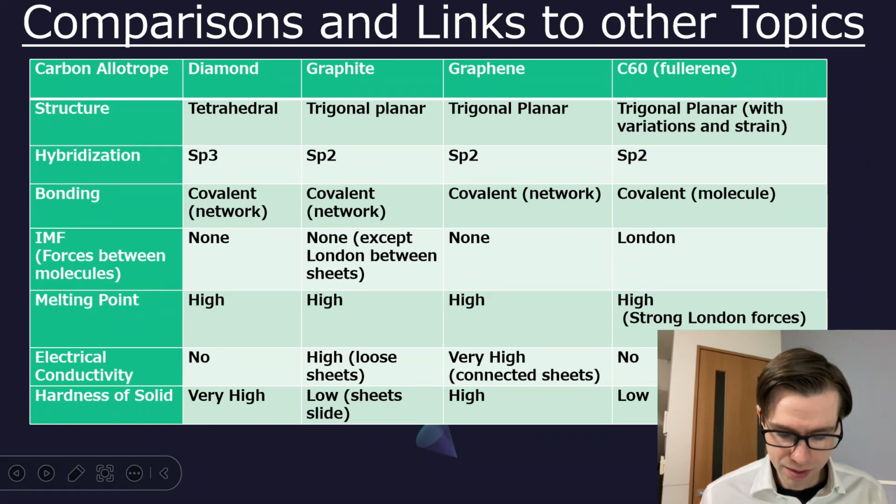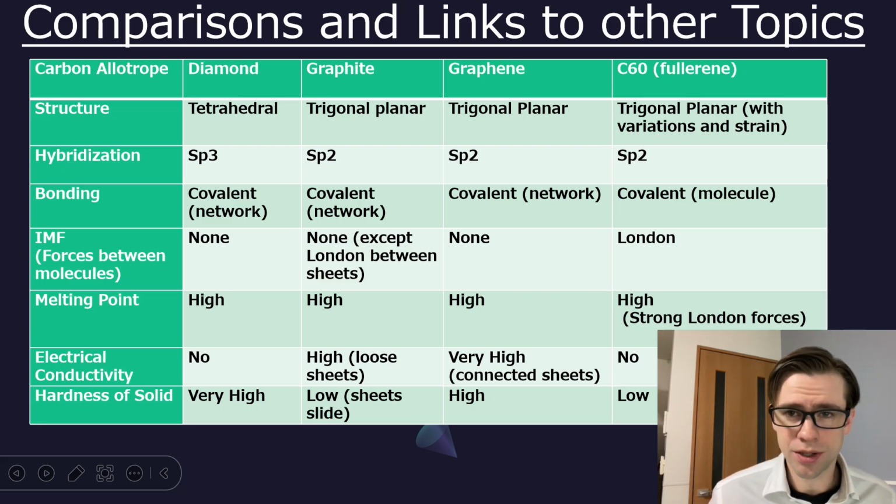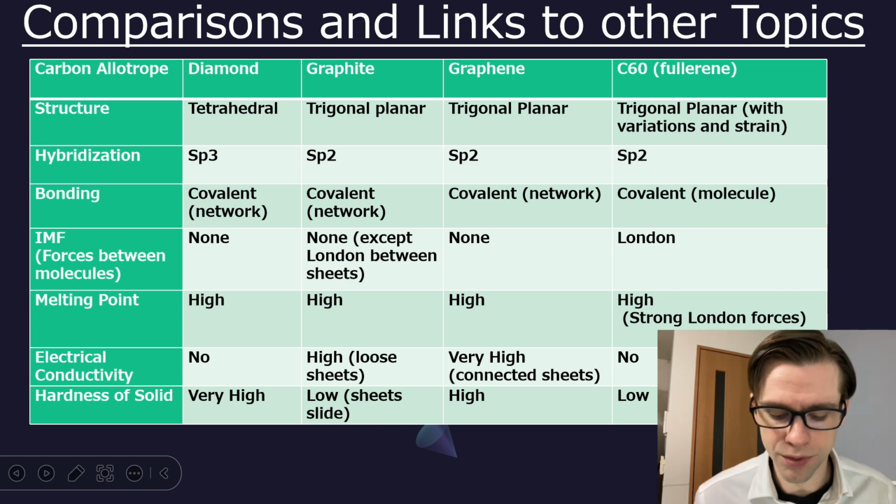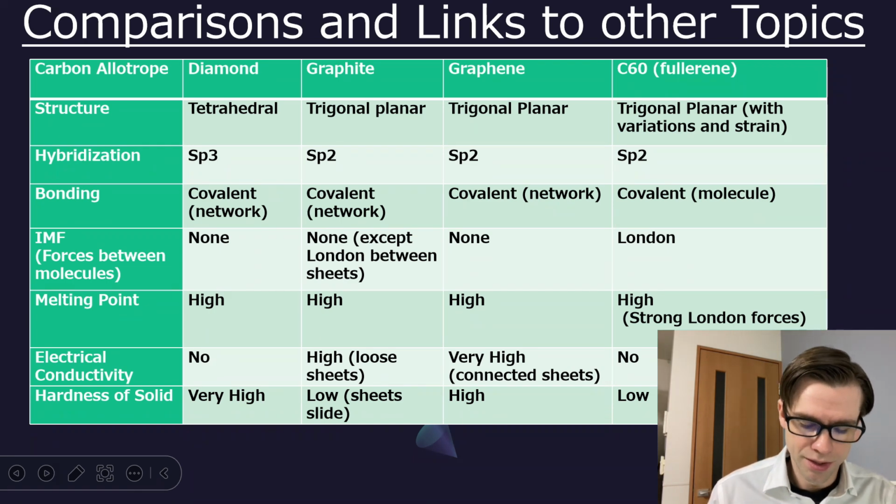Then C60, low hardness of solid. You can break apart the London forces fairly easily in the solid form of C60.